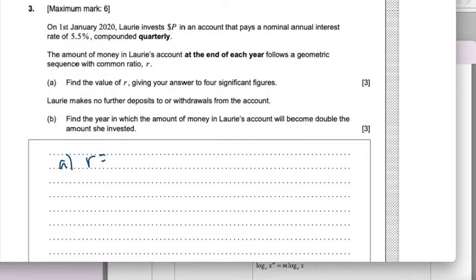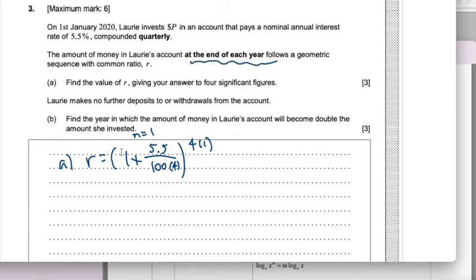So it's going to be 1 plus the r in the formula, which is the interest, so 5.5% over 100, over k, which is quarterly, so 4, all to the power of 4. Now remember, n equals 1, because it's just for 1 year, at the end of each year. And this would give you your R, your common ratio value. So just getting our calculator.